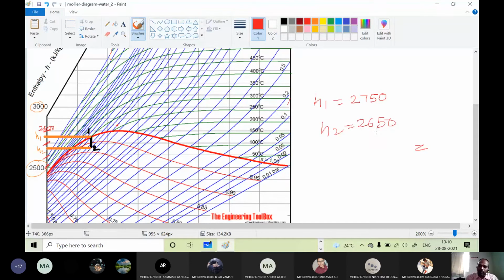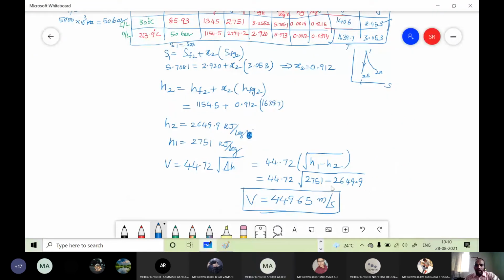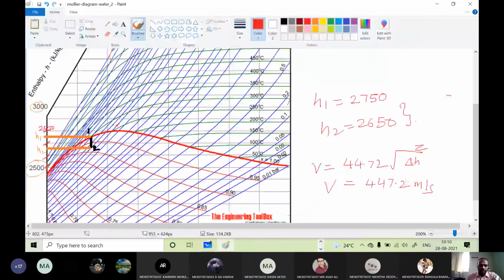Okay, then if you calculate V, how much will you get? 44.72 under root delta H. Delta H is approximately 100. 100 under root is 10. 447.2 meters per second we will get. Agree? If you use the Mollier chart, there how much did we get? Yes, 449. There we got 449. This is almost near. Yes, sir. Right? We can use either this method or that method. This is up to you.